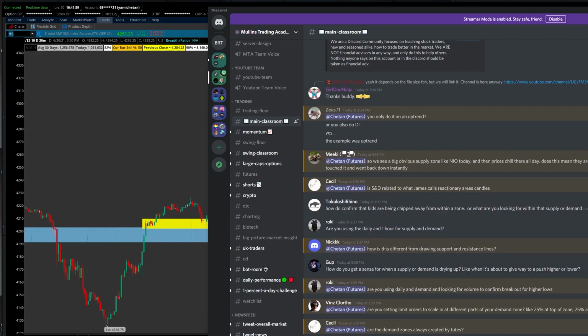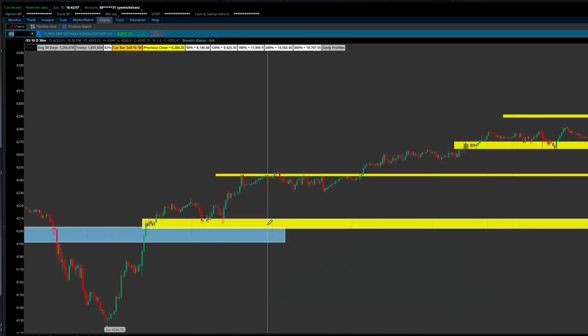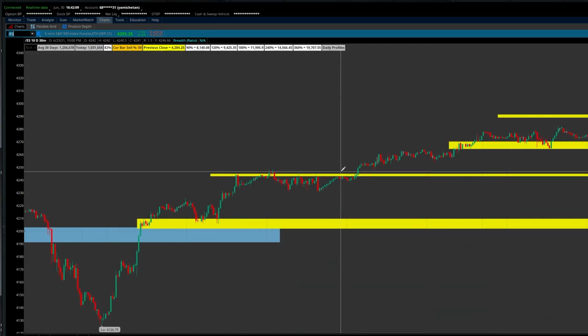So that was Nick. How do you get a sense of when supply and demand is drying up, like when it's about to give way to a push higher or push lower?